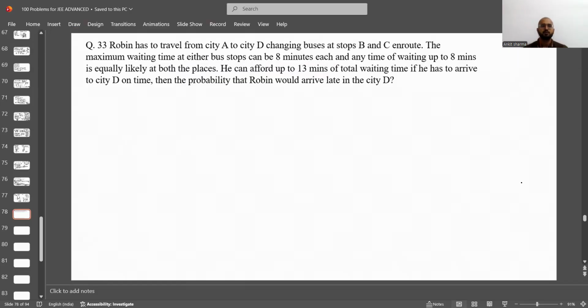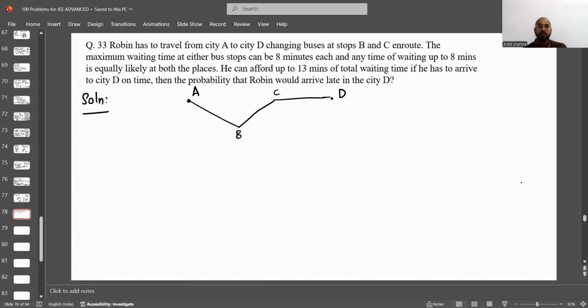Okay. Question number 33. Robin has to travel from city A to city D, changing buses at stops B and C en route. So this is A, and here we have D. And Robin is going to change the bus at B and C. So here he will change the bus, and again at C he will change the bus. And then he will reach here. So that's how Robin will go.